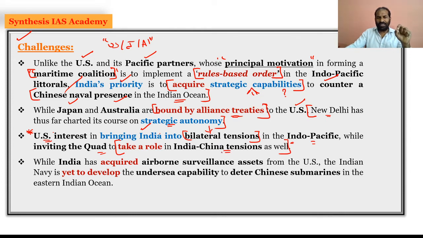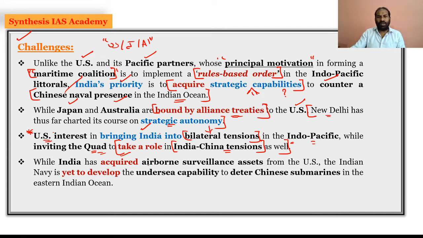So there is a challenge, and there is an advantage. The challenge is the US trying to bring India into bilateral tensions in the Indo-Pacific region, that is the US with China in the South China Sea. And again, through the Quad, India will probably have an advantageous role, wherein it can also resolve the tension between India and China, which India is experiencing in eastern Ladakh. So it's both an advantage and a threat. That is the biggest challenge now.